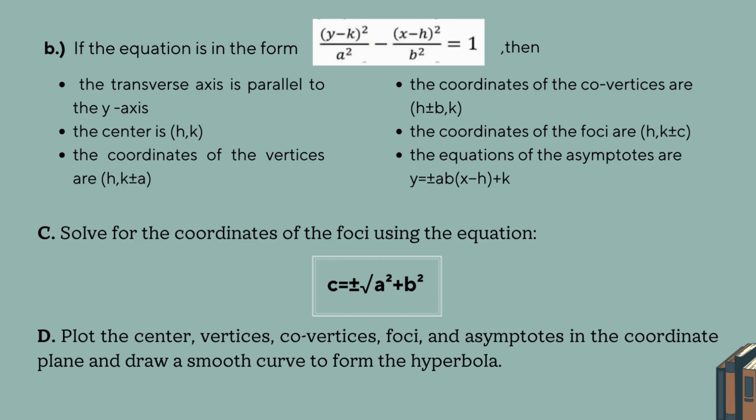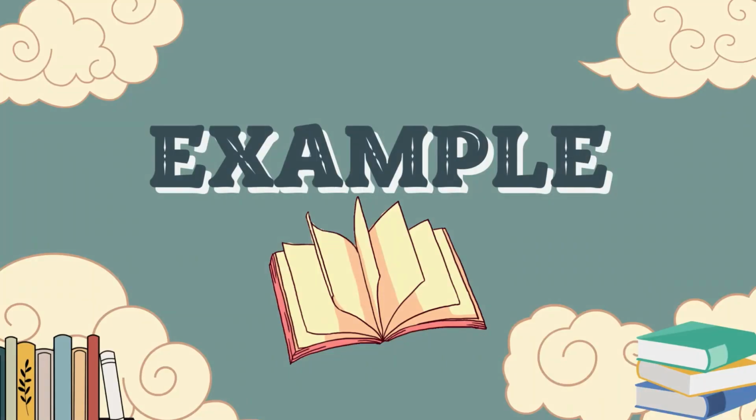Next, we will solve for the coordinates of the foci using the equation c is equal to plus minus the square root of a squared plus b squared. And lastly, plot the center, vertices, co-vertices, foci, and asymptotes in the coordinate plane and draw a smooth curve to form the hyperbola. We have here an example for that.